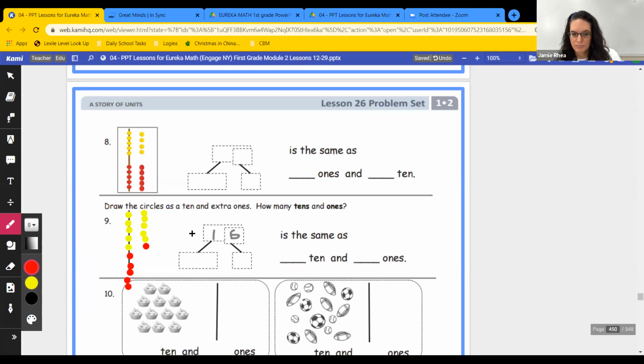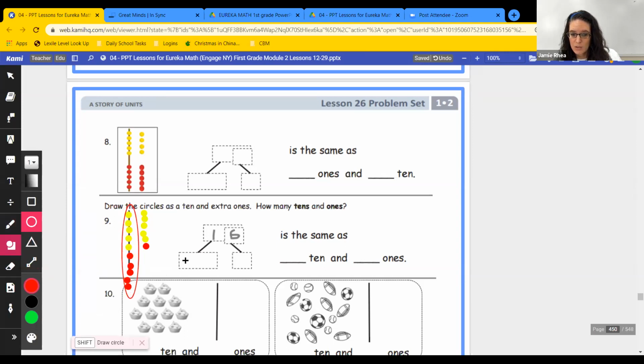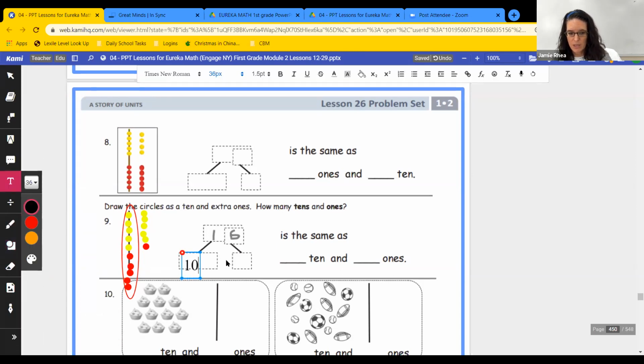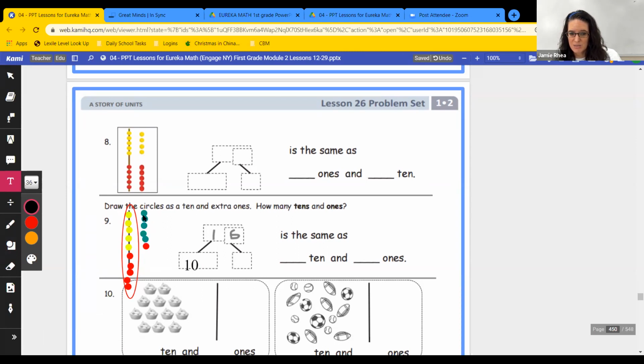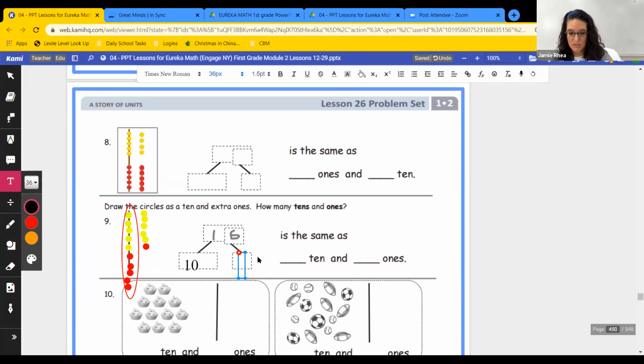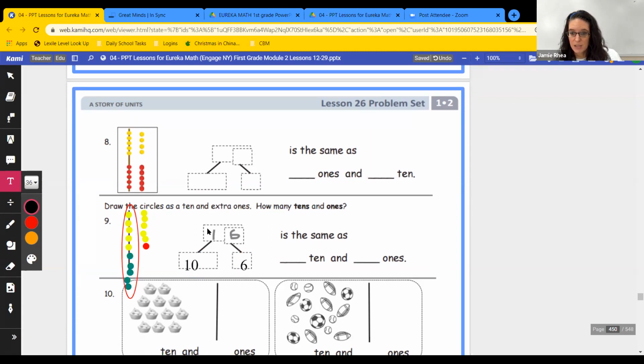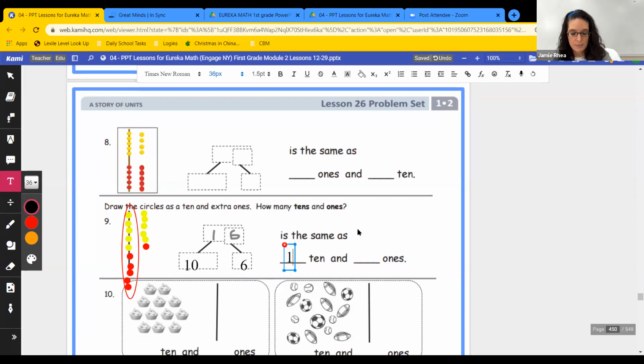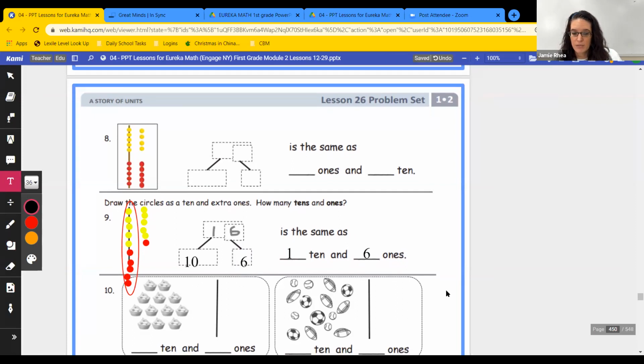Okay. Now here's 16. How many 10s do I have? I'm going to circle it so you can see. I have 1 group of 10. So I'm going to put 10 right here. How many ones did I not circle? I didn't circle 6 of them. So let's do 6. So 10 and 6 make 16. 16 is the same as how many groups of 10 did I have? 1 group of 10. How many ones did I have? 6 ones. Okay. Be very careful.